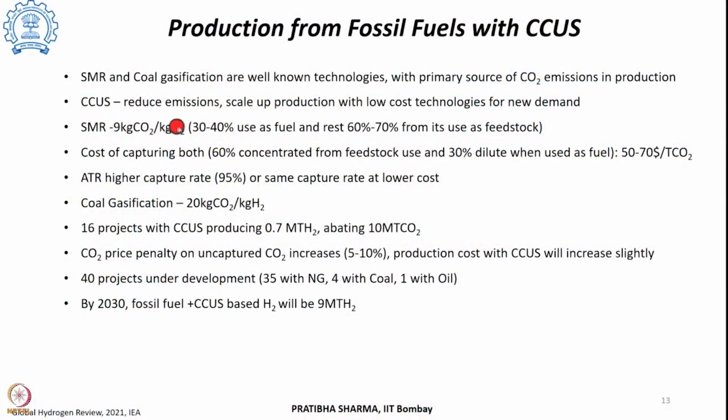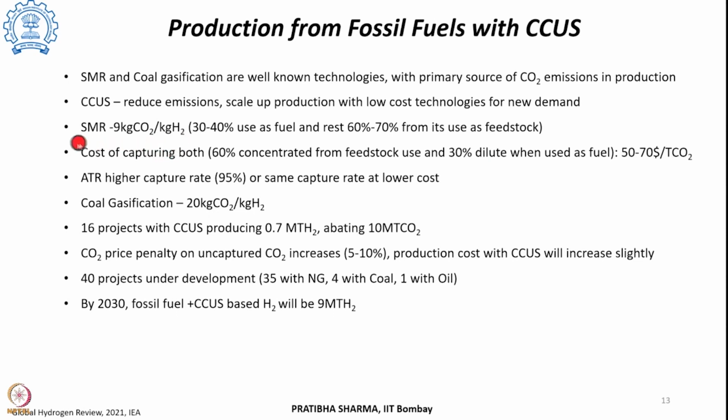It is not only to reduce the emissions associated with the hydrogen production, but at the same time when CCUS is integrated, we can still use these low cost technologies, we can scale them up and meet the growing demand of hydrogen. When CCUS is being integrated, then the cost of hydrogen being produced increases roughly about $0.5 per kg of hydrogen. With steam methane reforming, if we consider the emissions, then 9 kg of carbon dioxide is released per kg of hydrogen being produced.